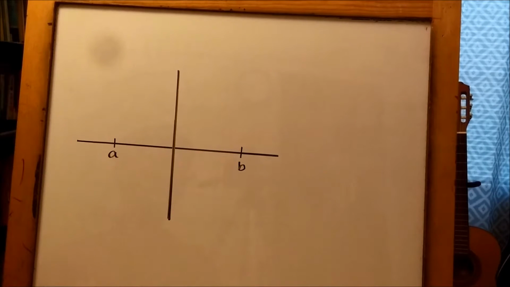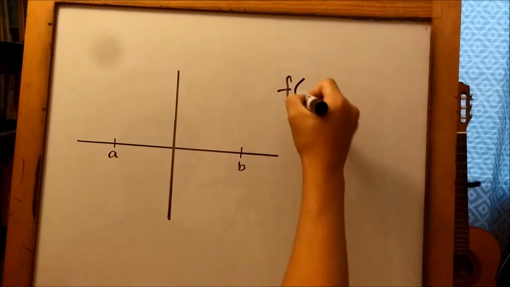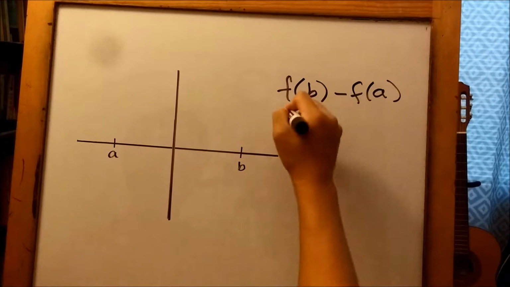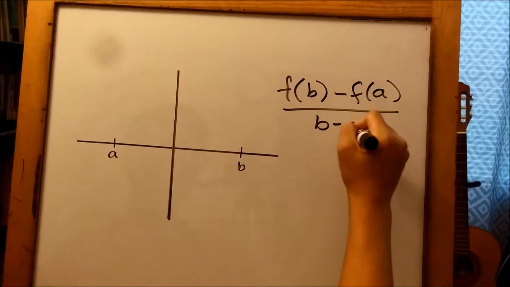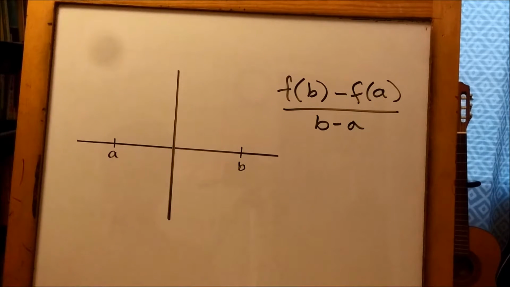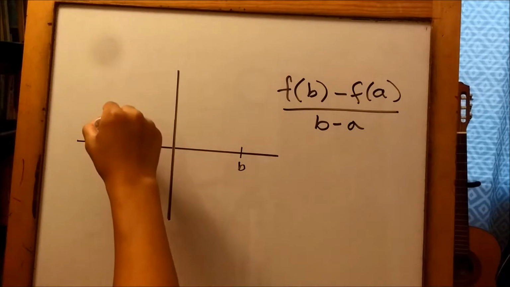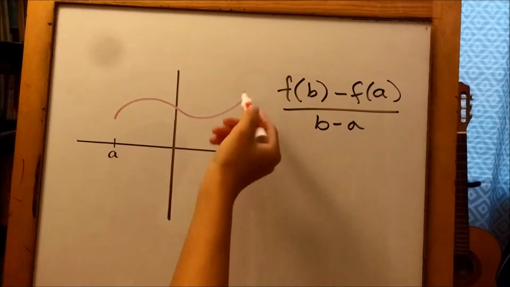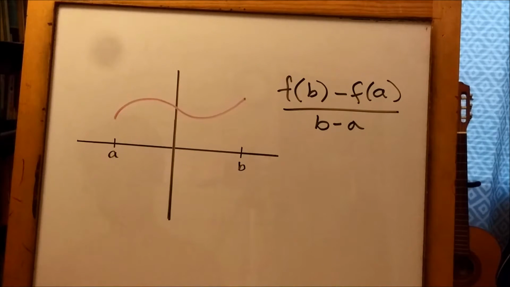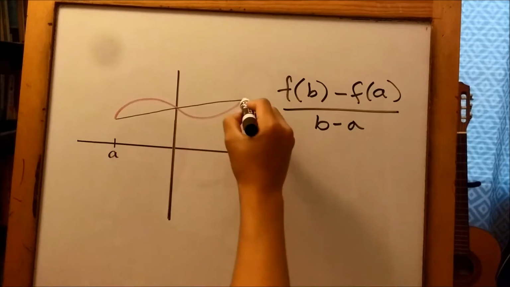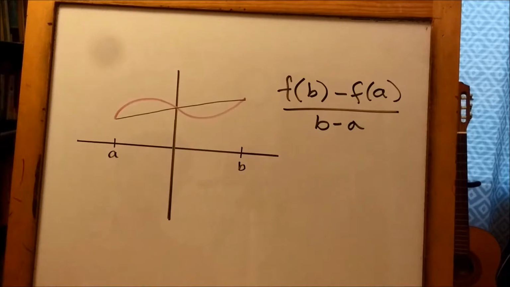So how do we find the average slope? The average slope, we use the formula f of b minus f of a over b minus a. So what is that? Let's say that this is our function, and this is point A and this is point B. So the average slope would be from point A to point B. That would be our average slope.